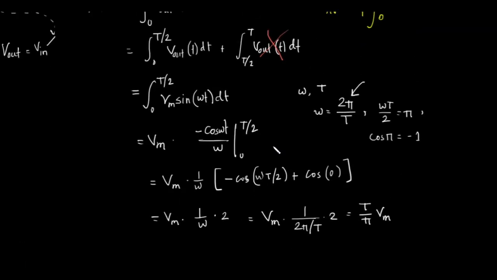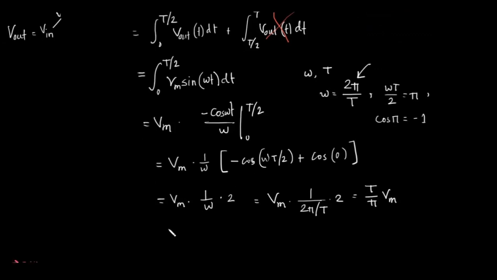So the average value will be, let's write it like this, V average for a half wave rectifier. This will be equal to the area divided by the time period T. Okay, so the area we have found, this is the area.